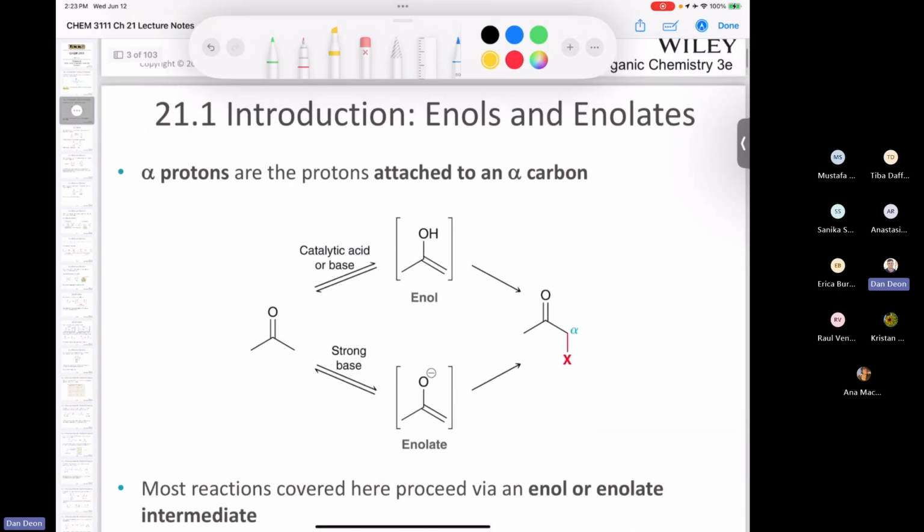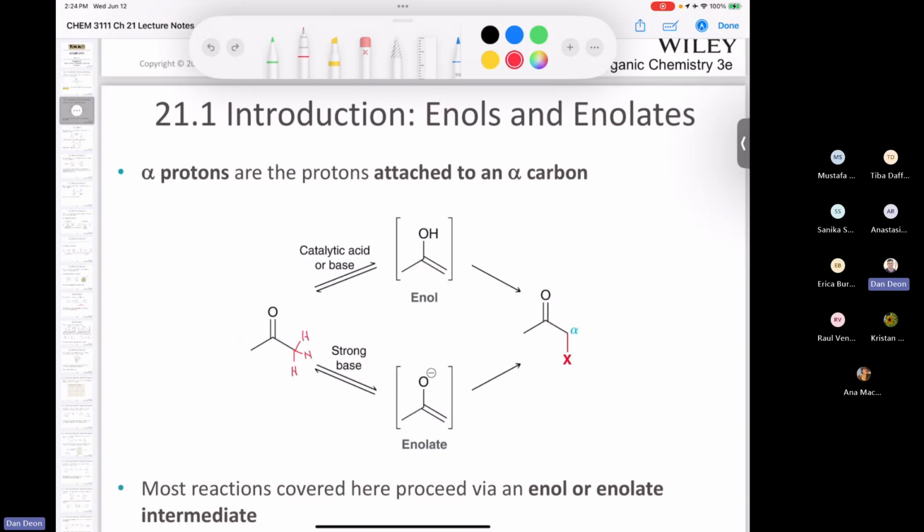Let's start by looking at those alpha protons that are attached to the alpha carbon. If you take this molecule here, this is just acetone, nail polish remover. You guys know that there are a total of 1, 2, 3 protons attached to that carbon. There's also 3 protons attached to that alpha carbon as well. And what it's saying here is if you put this ketone in a catalytic amount of acid or base, you end up with some of what's called the enol.